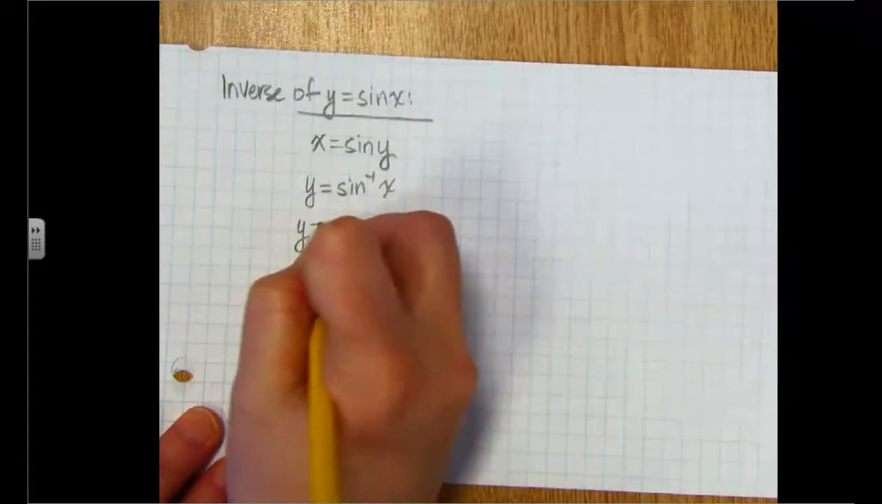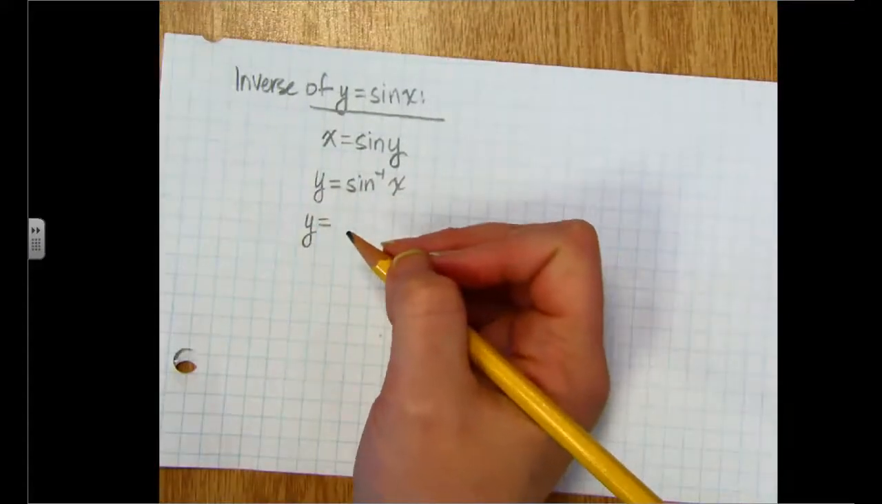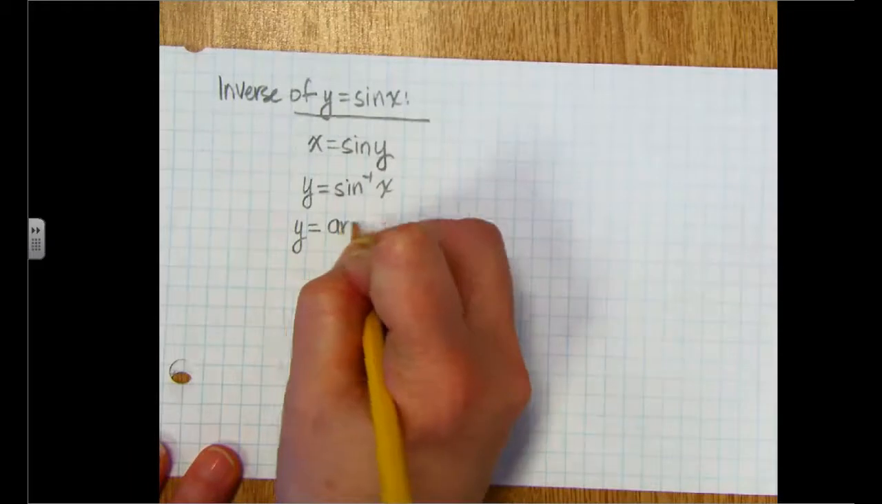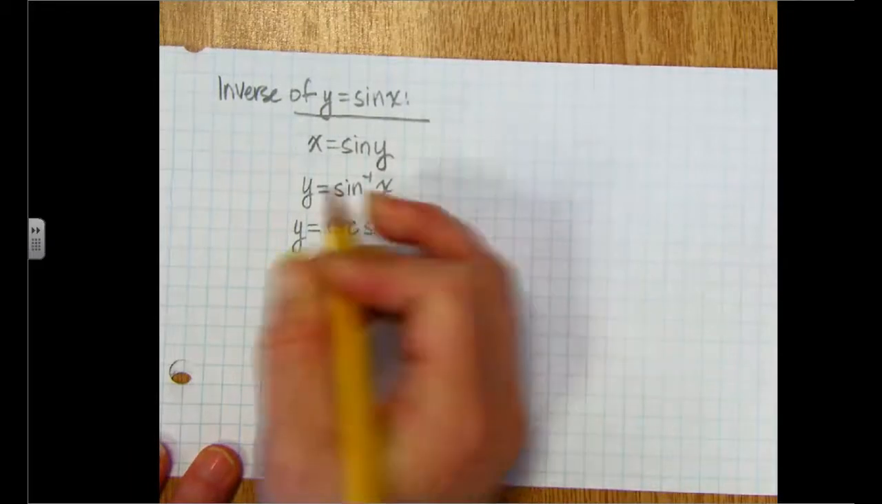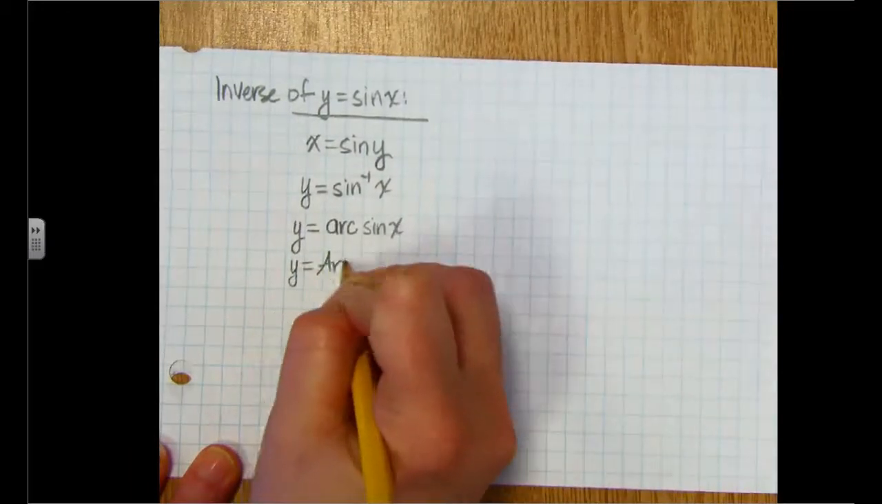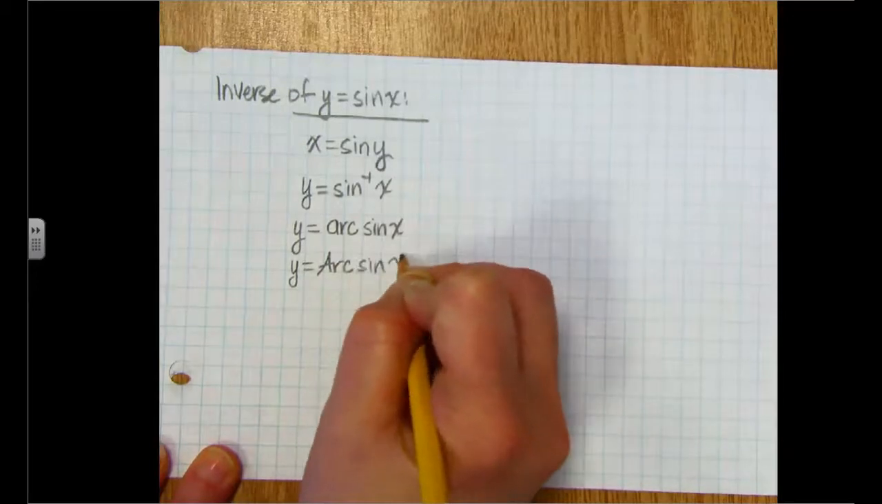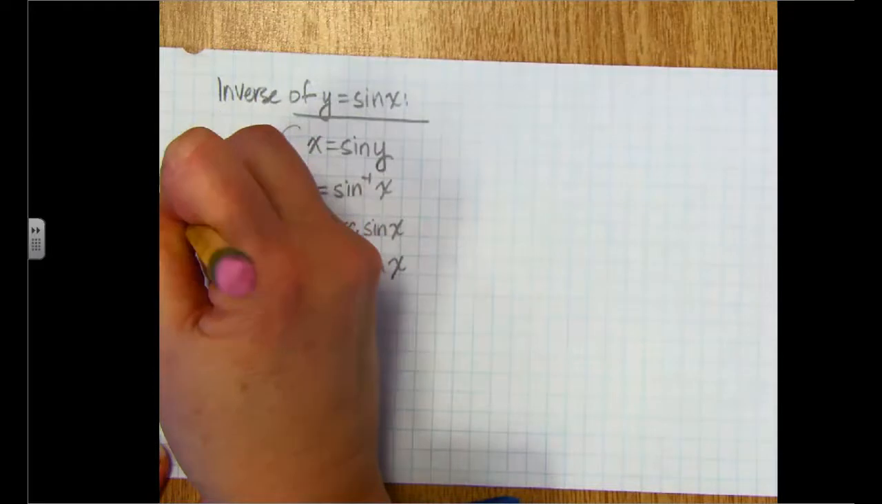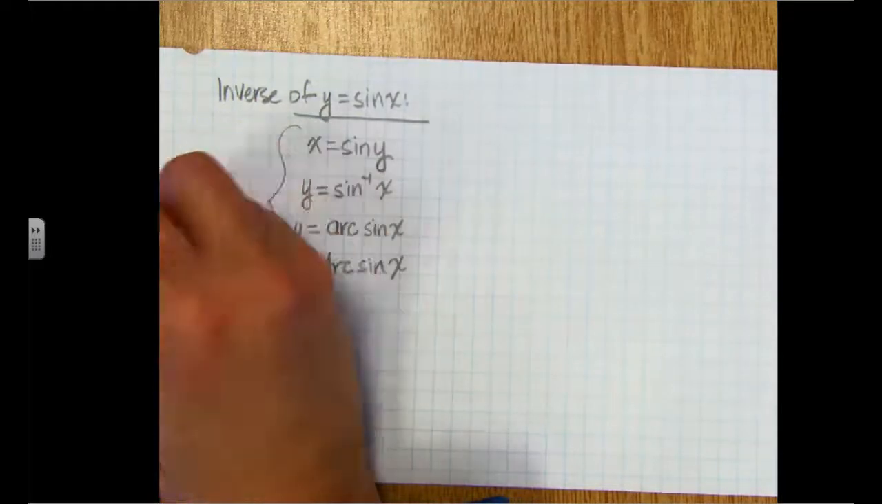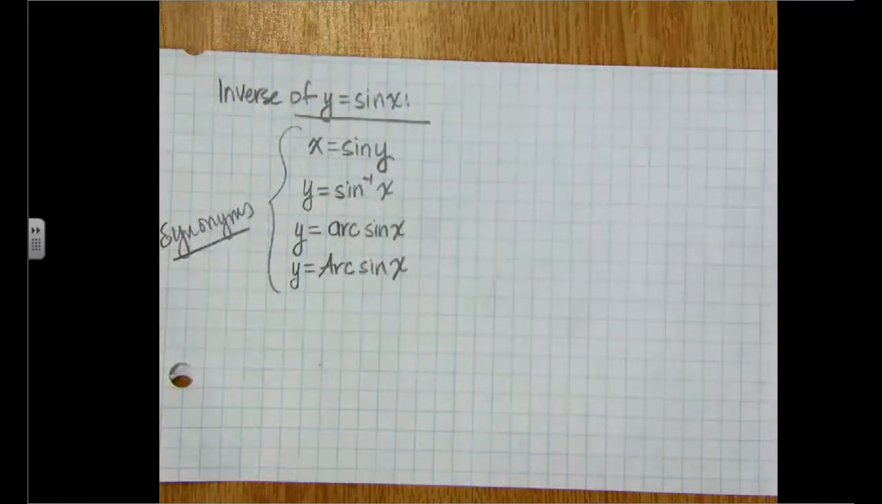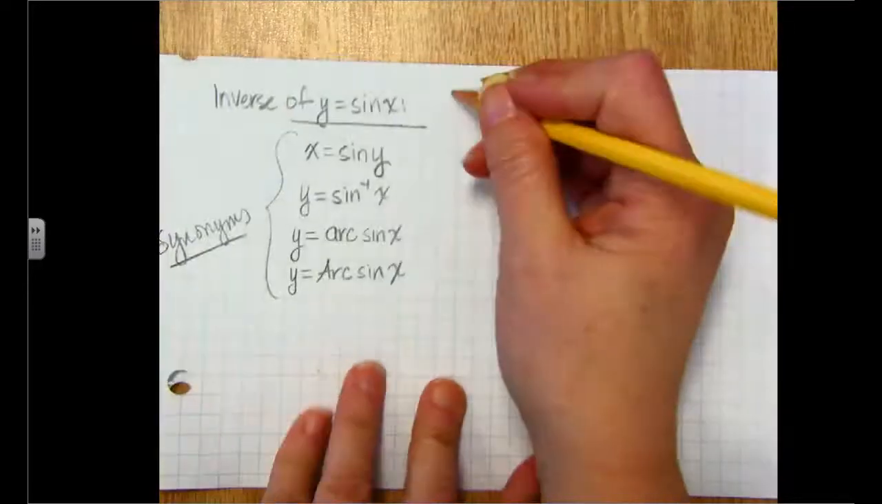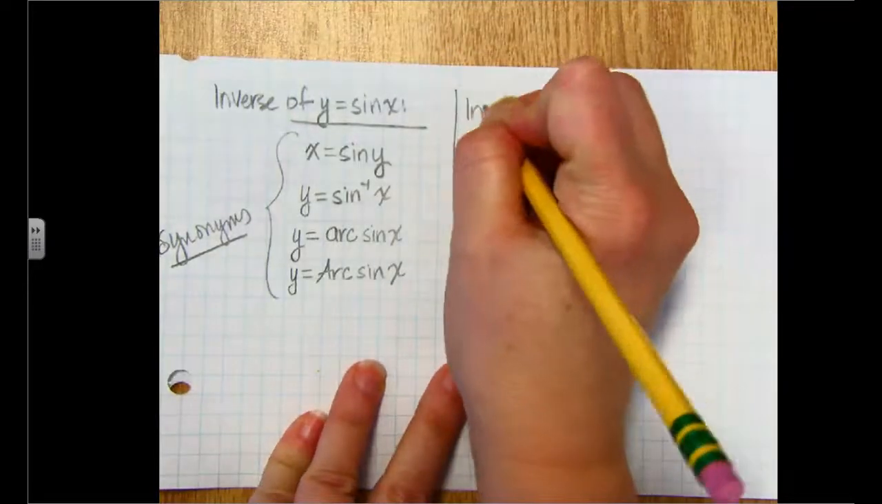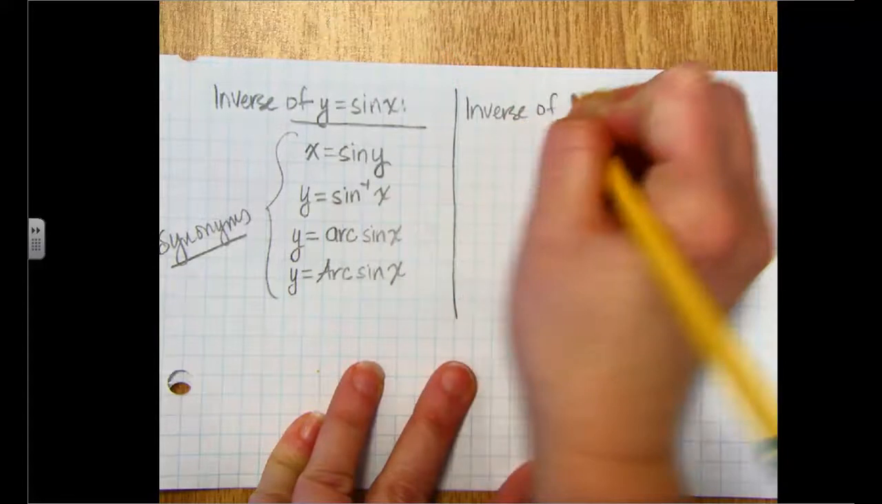Sometimes, however, you'll see the word arc. Arc means the angle that measures. When you see y equals arc sine x, either lower or uppercase, that also means the inverse of sine. We usually don't see that with graphs. We usually only see it with solving equations. We'll go over those in class. But today I just need you to recognize that those are synonyms. So all 4 of those expressions mean the inverse of sine.